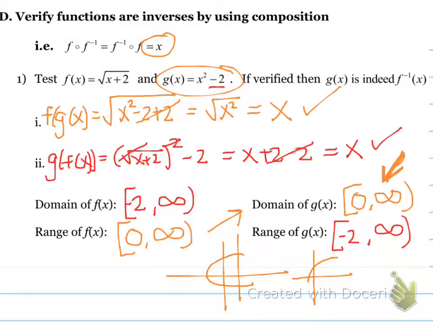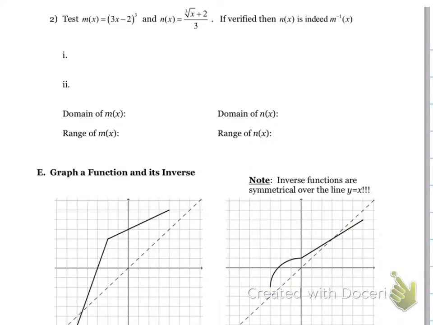So go ahead for number 2 and do the compositions of m and n. Remember to do both ways, and then state your domain and range of m and n, and see if you get opposites, so therefore inverses of one another. See if their domain and ranges switch.